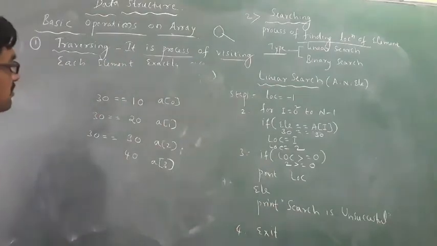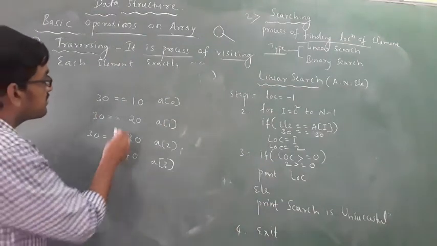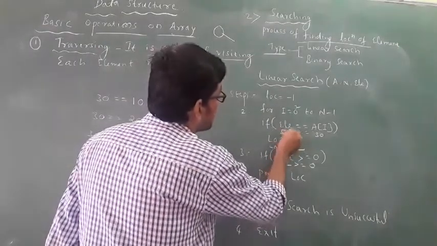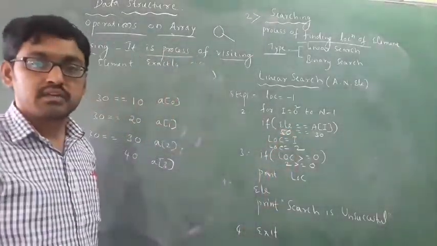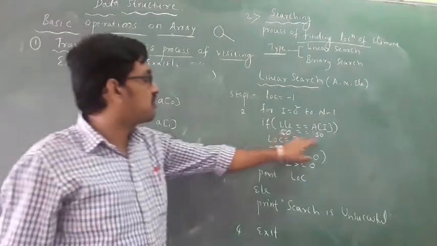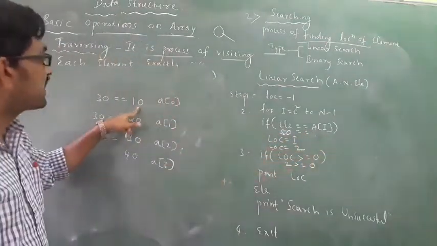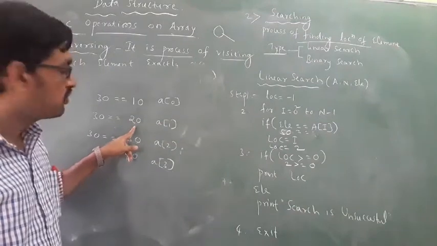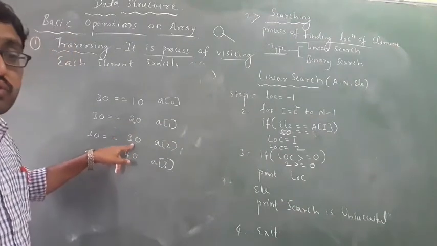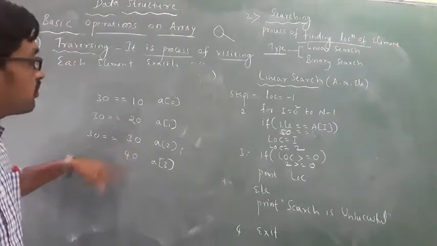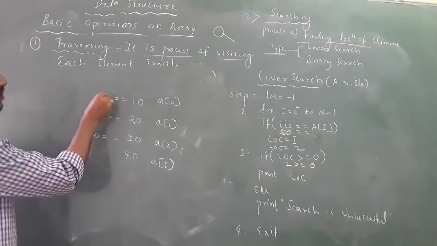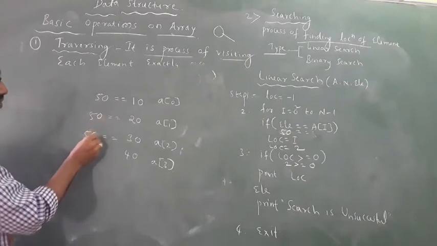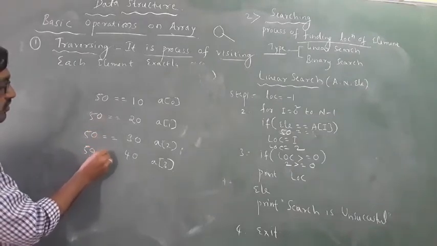How? For example, instead of 40, I am taking my searching element as 50. 50 is equal to first 10? No. 50 is equal to 20? No. 50 is equal to 30? No. 50 is equal to 40?